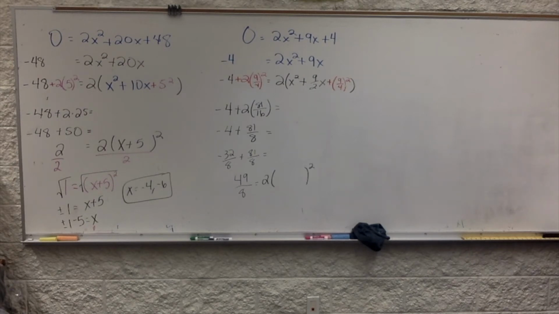Remember, when you factor that right side, to just use the x plus 9/4 quantity squared. Then you divide by 2 and do the square root of both sides. And then do the square root of the numerator and the square root of the denominator.